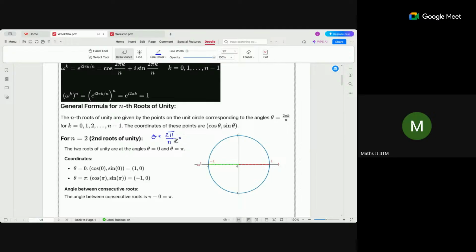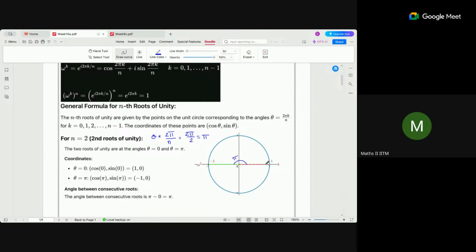The two roots of unity are at angles theta equal to 0 and theta equal to pi. How is that? Here n is equal to 2, so theta is 2 pi by 2, which is simply pi. It means you take the first root of unity, cos 0 comma sin 0, which is 1 comma 0. So theta is 0, and the next root will appear after pi. The angle between the two roots here is pi.